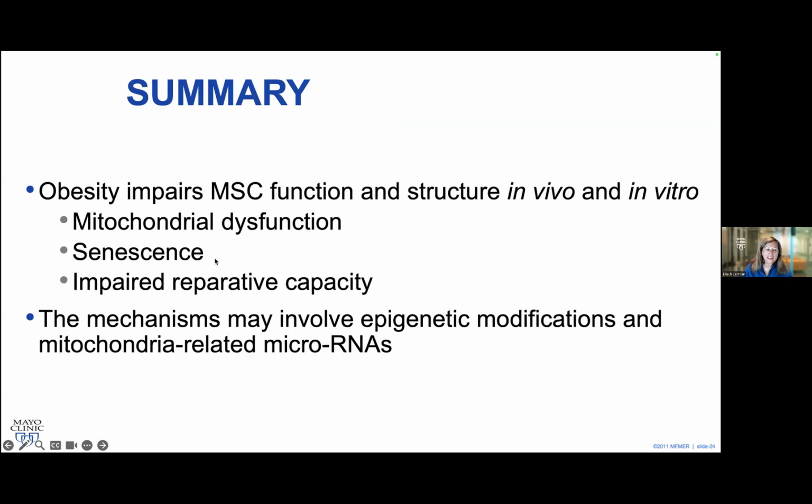It involves cellular senescence, and we know that cellular senescence, as I mentioned, can induce premature death, but also senescent cells can release inflammatory factors. This is called SASP, and affects also neighboring cells. So overall, this impairs the reparative capacity of mesenchymal stem cells. The mechanisms by which obesity impairs the function and structure of mesenchymal stem cells may involve epigenetic modifications, as well as changes in the expression and function of mitochondria-related microRNAs.